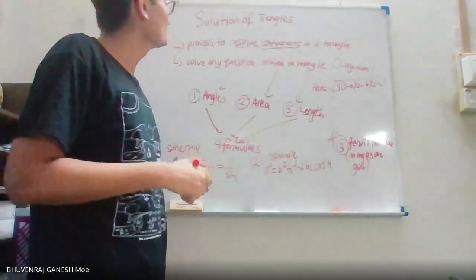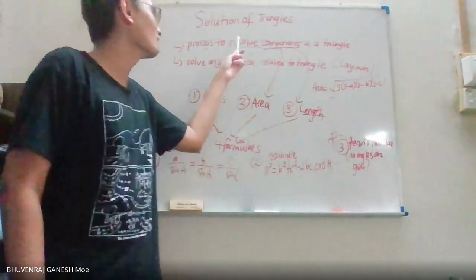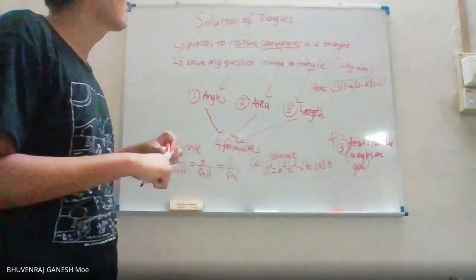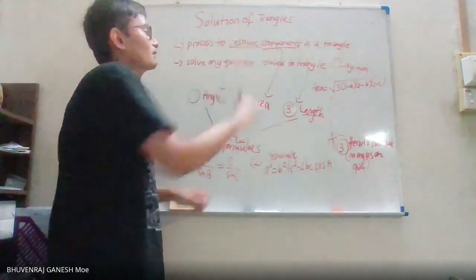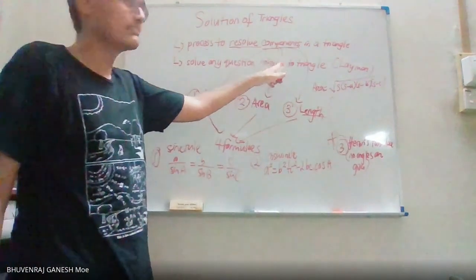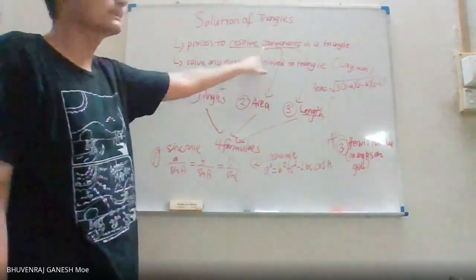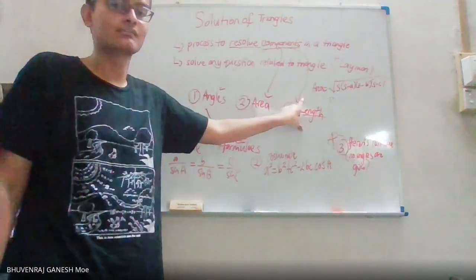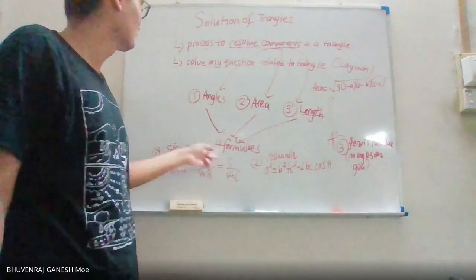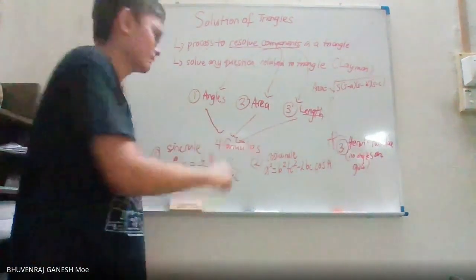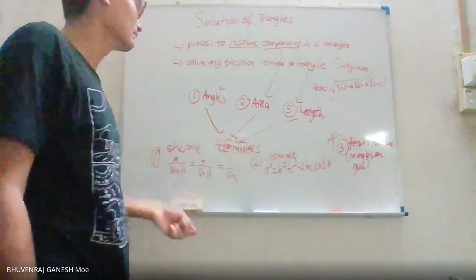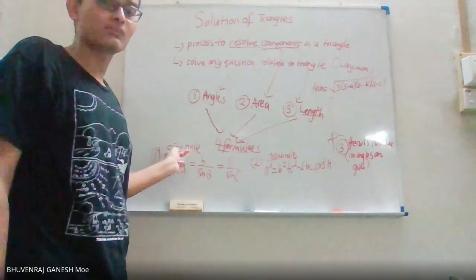Okay, so today what we are doing is solution of triangles. Solution of triangles is the process to resolve components in a triangle. As I told you earlier, components in a triangle consist of angles, area, and length. That is the basic thing we have to find. In this chapter, there are four formulas you need to know to solve all questions. The first one is the sine rule.